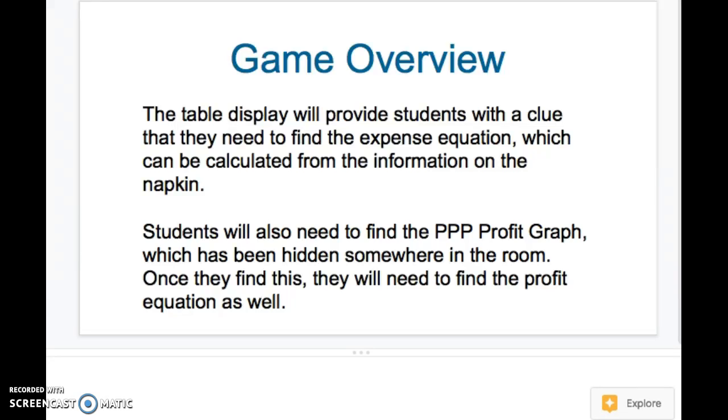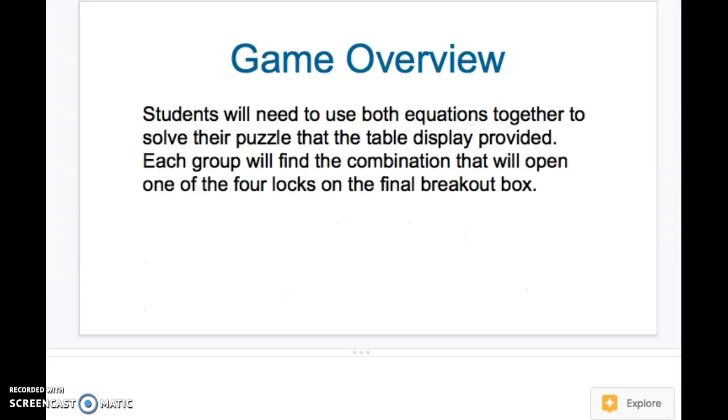Students will also need to find the PPP profit graph, which has been hidden somewhere in the room. Once they find this, they will need to find the profit equation as well. Students will need to use both equations together to solve their puzzle that the table display provided. Each group will find the combination that will open one of the 4 locks on the final breakout box.